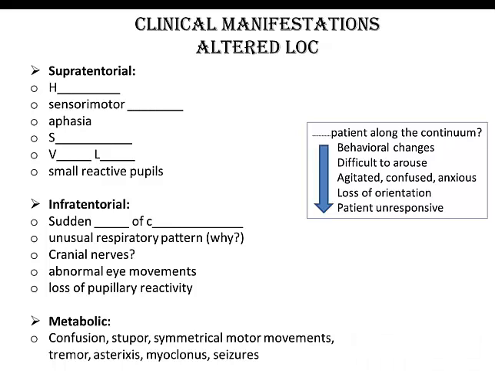There can be cranial nerve palsies, abnormal eye movements, loss of pupillary reactivity as the cranial nerve is compressed in the brainstem. Now, if there is also a metabolic component, the person may also exhibit confusion, stupor, tremor, asterixis, myoclonus, seizures, and coma. Also keep in mind that clinical manifestations will also depend on where the patient is along the continuum. Here we have a patient that can have behavioral changes or be difficult to arouse, agitated, confused, anxious, with loss of orientation, leading to a patient that is unresponsive.